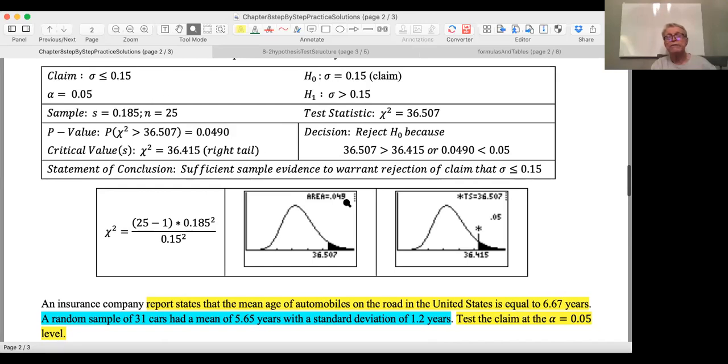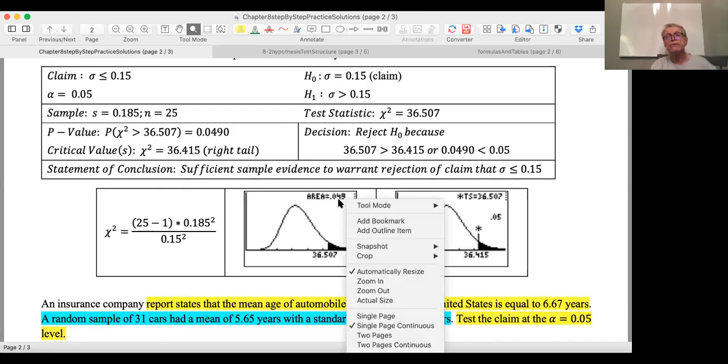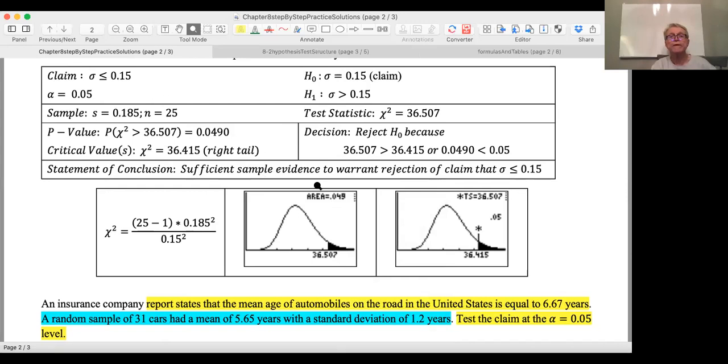Now, what do we do? We need to compare the p-value to alpha. Alpha was 0.05. We compare 0.0490 to 0.05. And as it turns out, it is smaller than 0.05. P-value is less than alpha. Therefore, we can say that the test statistic is unlikely. Okay?